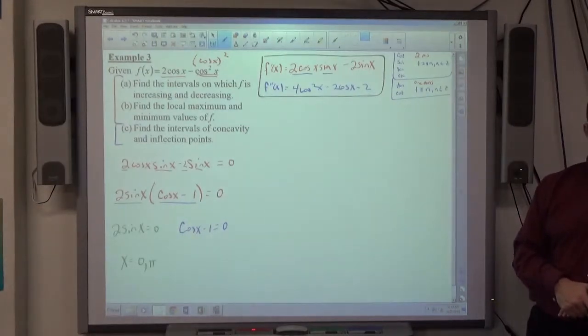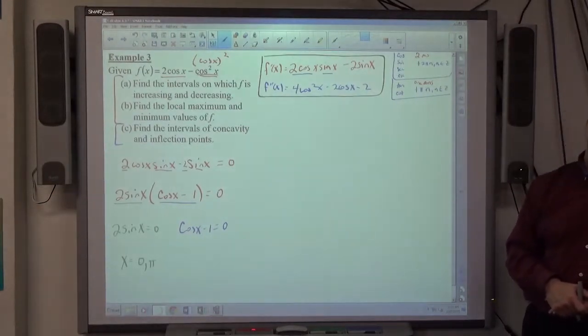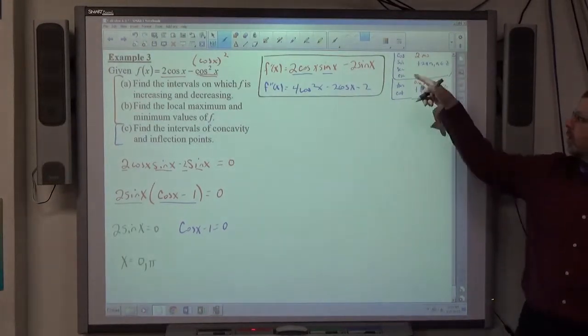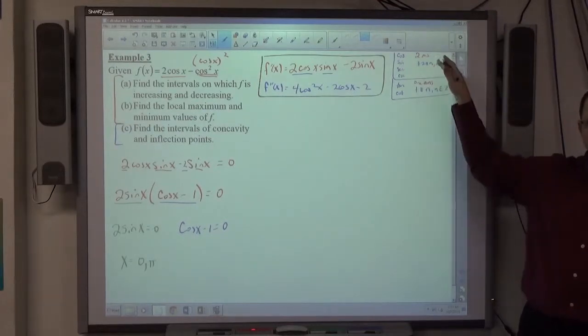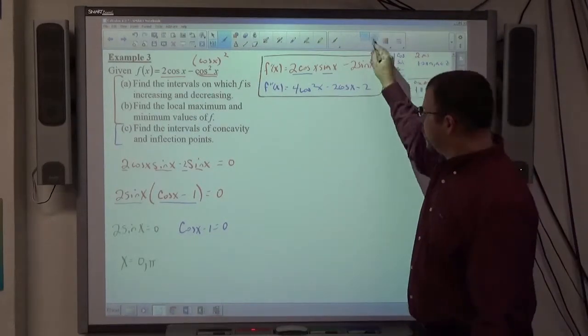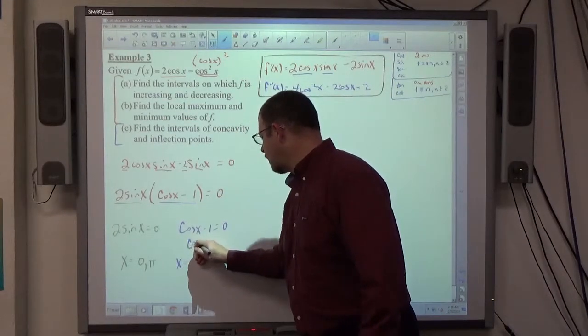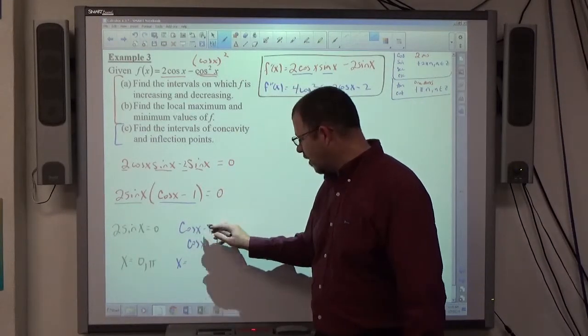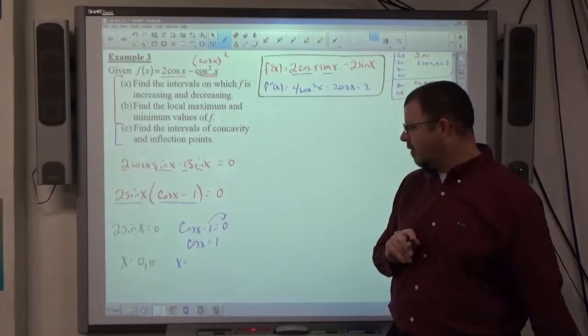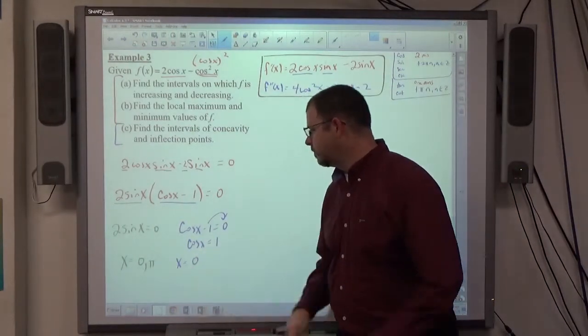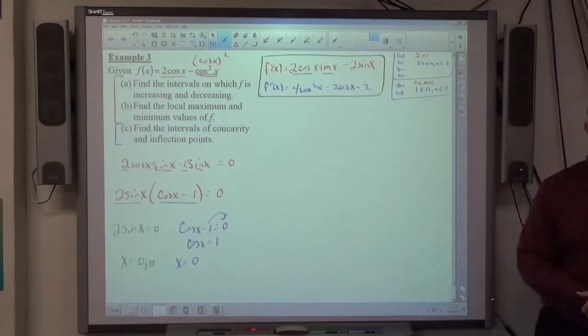Sine of 0 is 0, sine of pi is 0, sine of 2 pi is 0, sine of 3 pi is 0, and so on. It's this repetitive thing going on here. Cosine of x equals 1, because cosine of x minus 1 equals 0, move the 1 over. Cosine of x equals 1 at 0. Okay, we got a repeated answer there.